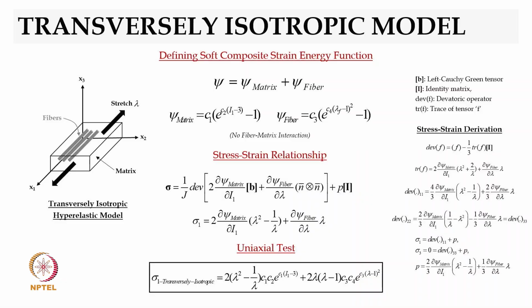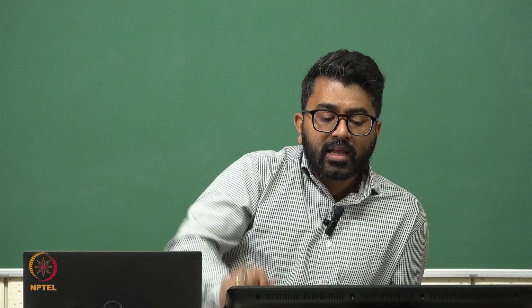This is not exactly the pressure which we are applying in a computational model. This is a different definition of pressure. So at the end of the day, if you apply the uniaxial test condition where sigma 2 and sigma 3 go to 0, you get this equation: sigma 1 is equal to 2 times ∂ψ matrix by ∂I1 times (λ square minus 1 by λ) plus ∂ψ fiber by ∂λ times λ.